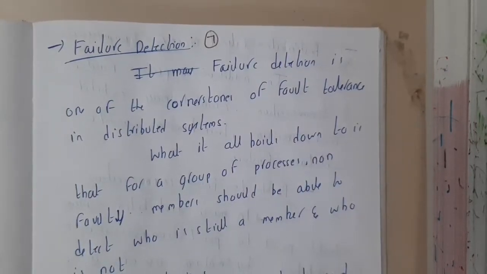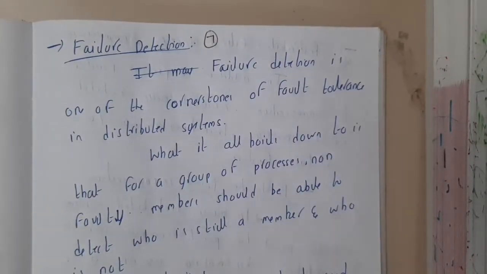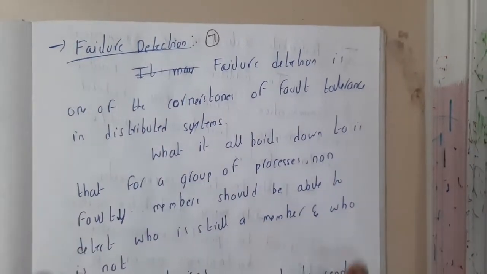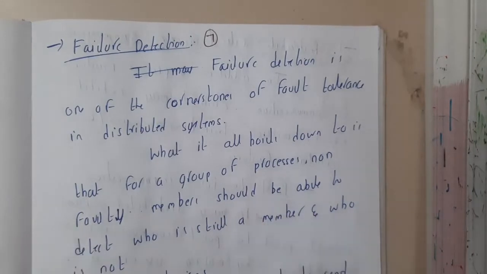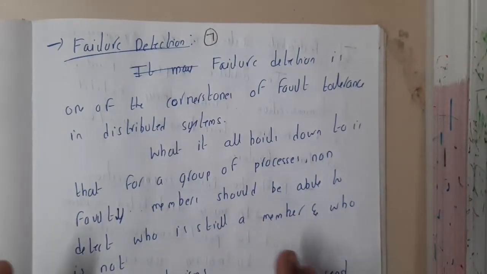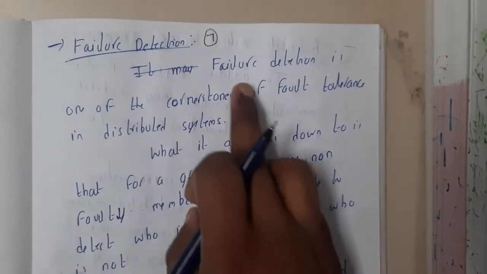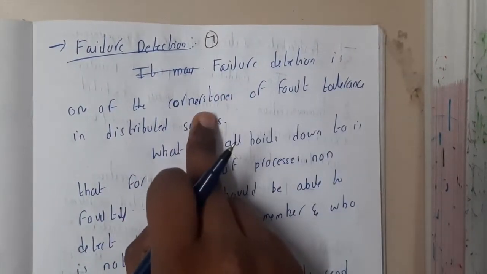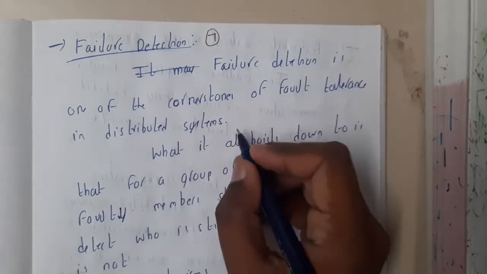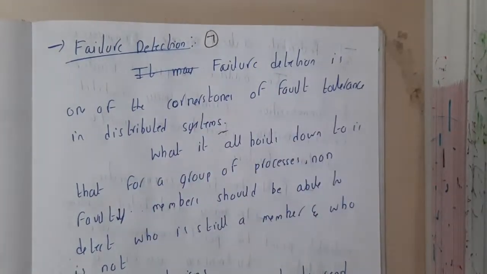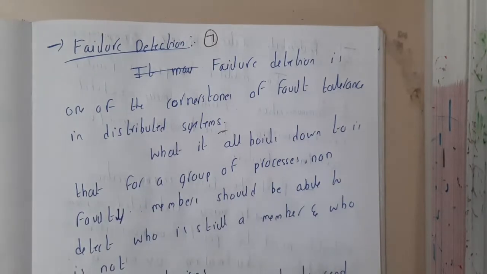In this lecture, let us go through the concept of fault detection, guys. Basically, whenever you want to take some advantage or resolve issues, first you need to detect the failure or fault, right? Failure detection is one of the cornerstones of fault tolerance in distributed systems. Whenever a failure occurs, you need to resolve it as fast as possible.